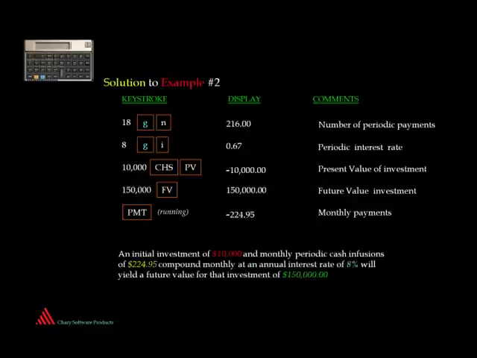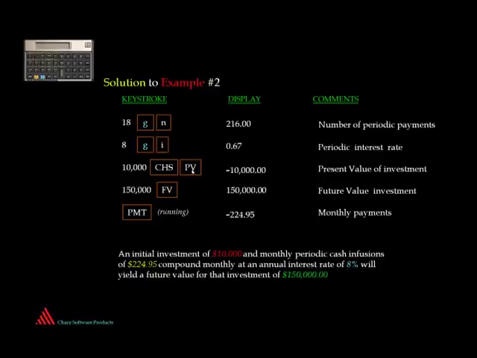Okay, let's take a look at the keystroking here, because there's a little bit of a twist on this one. Again, it's 18 years, so we do the G, or 18 g N, and it's 8% interest, it's 8 g I. And the $10,000, now the $10,000 that they're going to put into this fund, they're taking it out of their pocket and putting it into the investment. So that amount, we have to change the sign, and you have to use the change sign key. It just changes the sign of whatever's in the X register. In this case, it was a plus 10,000. It changes it to a minus 10,000.